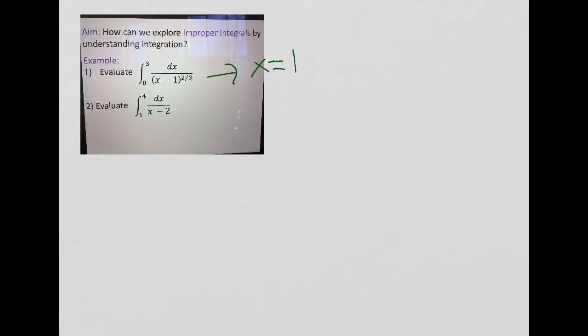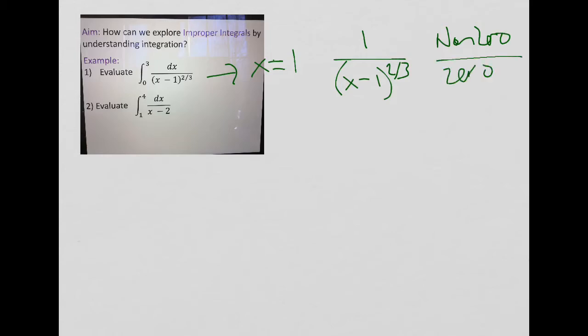Just make sure when you plug it back into the expression for the integrand, you get a non-zero number over 0. And that's why I hesitated. You should always make sure that that's true. So there's a vertical asymptote. So that's how we're going to separate our integral in order to evaluate it.